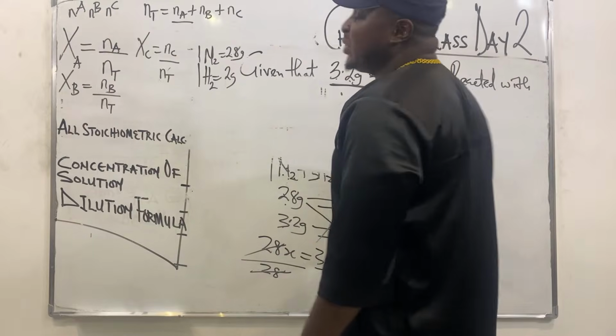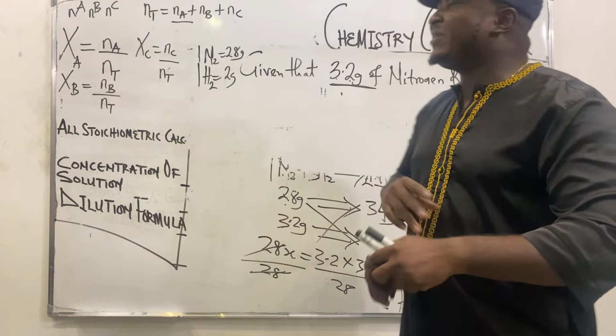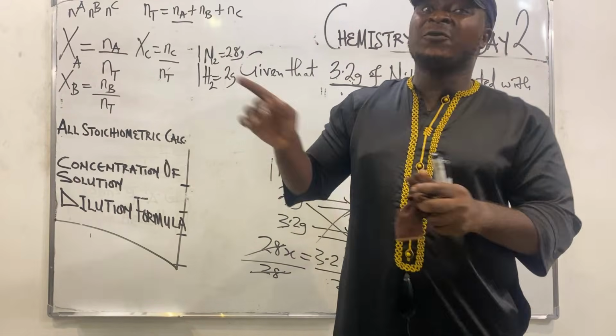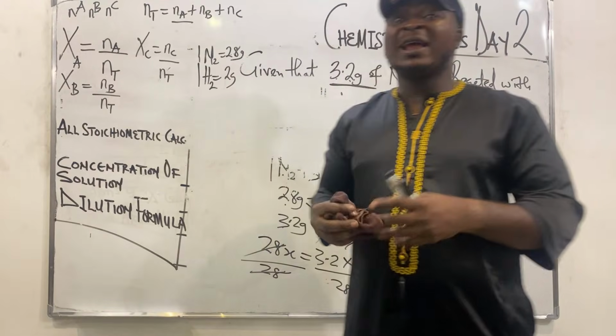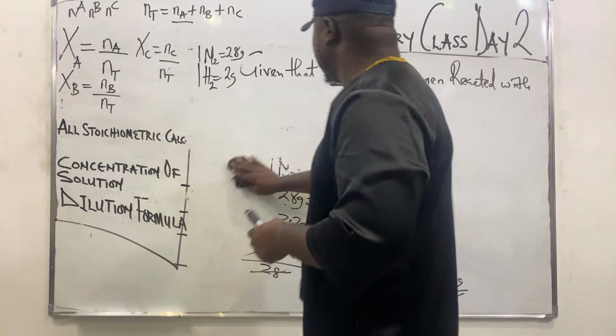Class, what we have been doing so far is mass to mass stoichiometry. Sometimes I can give you mass to volume. I want to give you different types of stoichiometric questions. Given that the mass of this is this, find the volume of this formed. Molar volume, it's time to reach for molar volume, 22.4 dm cubed or 22.4 liters.